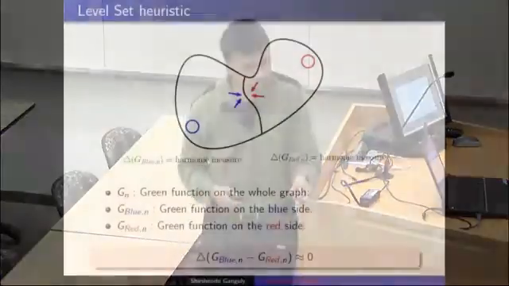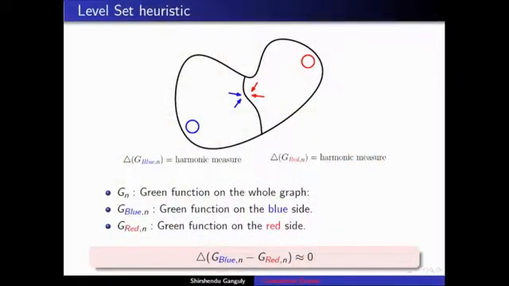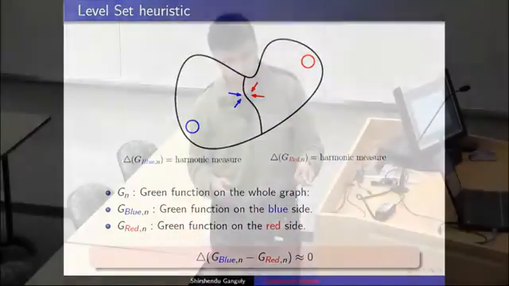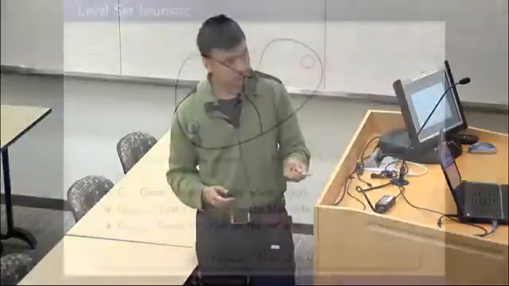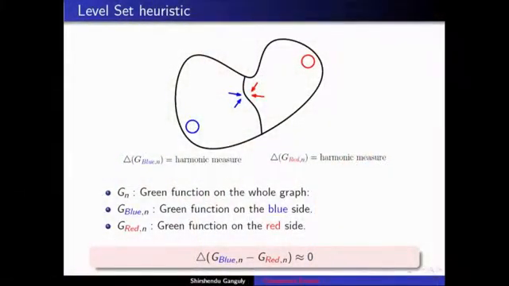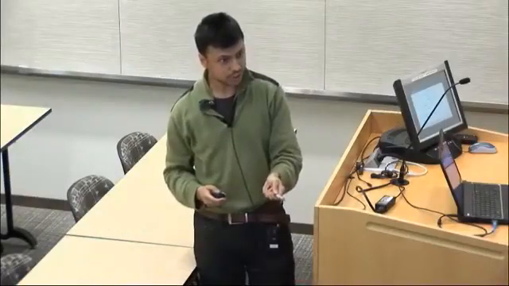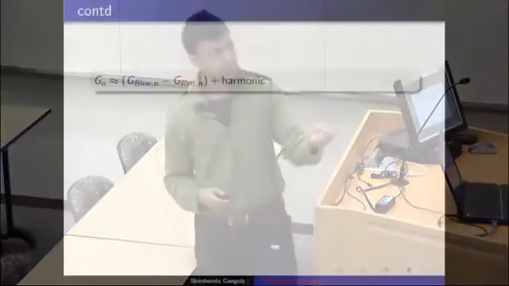So you will have some condition like this, that the blue Green's function minus the red Green's function should have Laplacian 0 on the boundary. And of course, they are also harmonic in the blue part and the red part individually, except for the sources. So ignore the sources for the moment. So what you end up with, this difference of the Green's functions, is harmonic everywhere except these two sources. And the actual Green's function on the whole graph also satisfies the same property, that it is also harmonic everywhere except the two sources. So this difference of Green's functions has the same Laplacian condition as this Green's function.